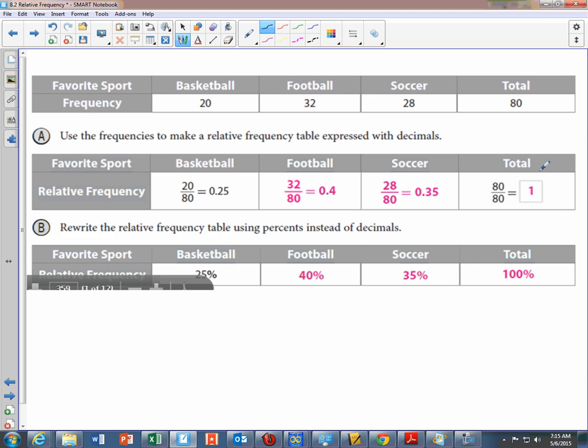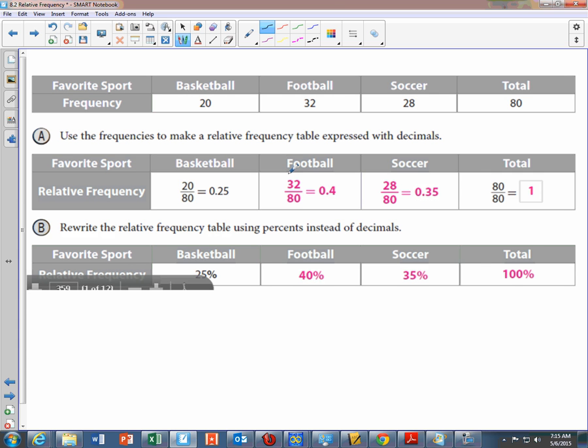And the total will always be 100%. So 80 divided by 80 is 1, where the decimal is right here. If I move the decimal 2 spots, 1 is the same as 100%. So to do relative frequencies, take the number divided by the total.